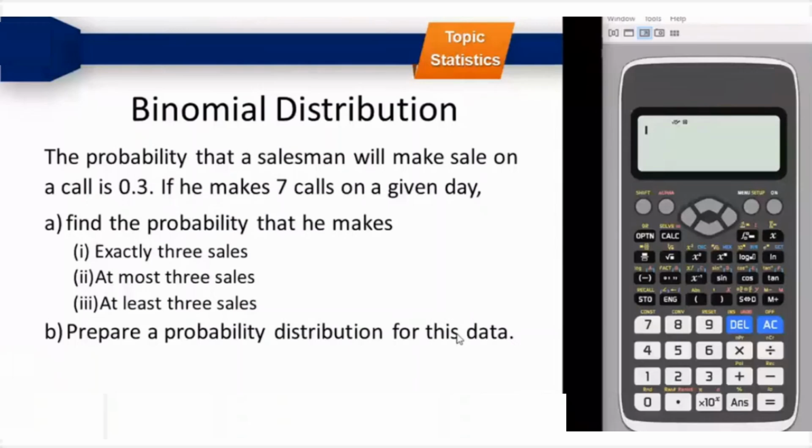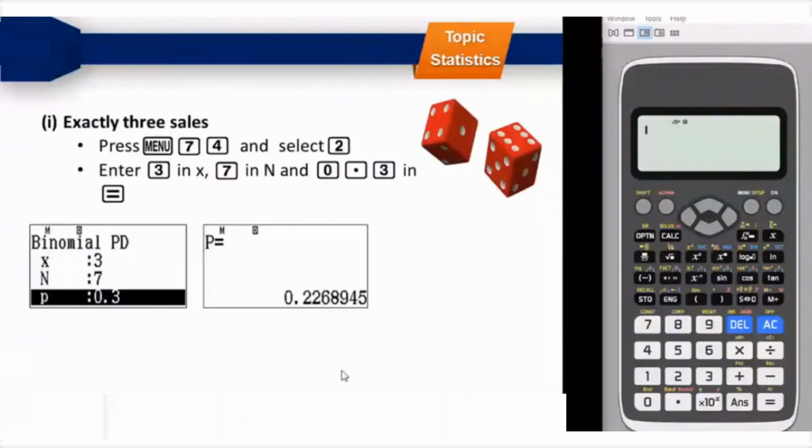So what I have done is I have taken into consideration binomial probability distribution and binomial continuous distribution also, so that I'll be explaining it to you. The first part is to find exactly 3 sales. For exactly 3 sales, I will press menu, and now I will press 7.